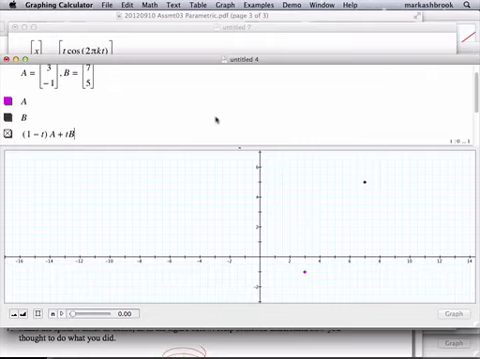When t is 0, you have 1 minus 0, which is 1, so 1 times A. Put 0 in for t, 0 times B, you just add the zero, and that gives us A, right? So we start at A, and then as t increases we keep going.